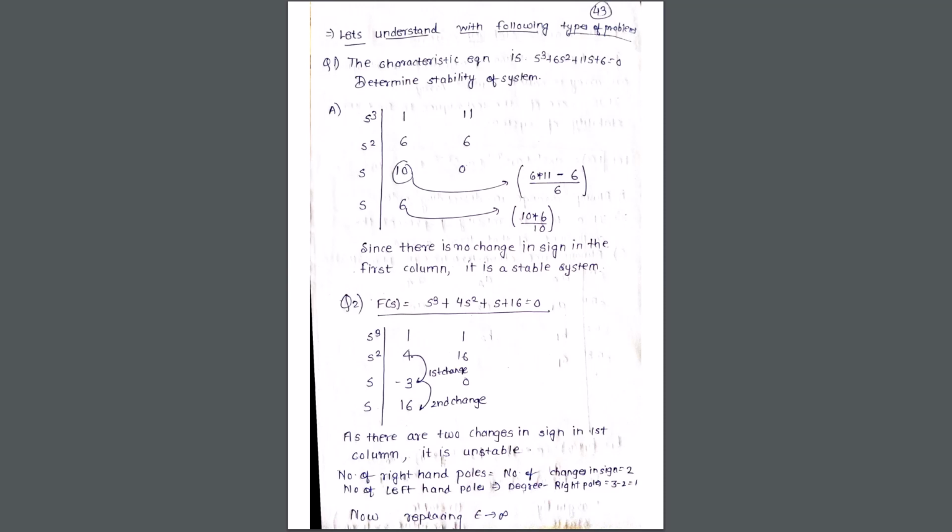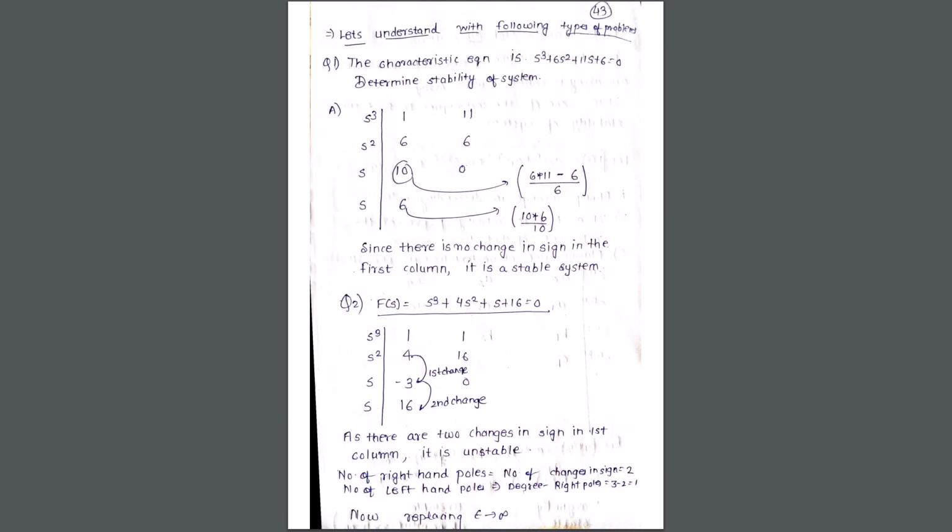The first degree is s cube and we write the terms in alternative form. 1 and 11. Then we have s square. Again we write in alternative form. 6, 6, so on and so forth. And then we have s, that is the next degree to it. And how do we find out this 10? It's given as 6 into 11 minus 6 into 1 upon 6, which is 10. And here it is 0.